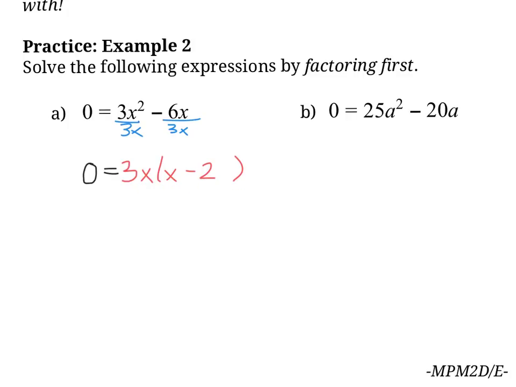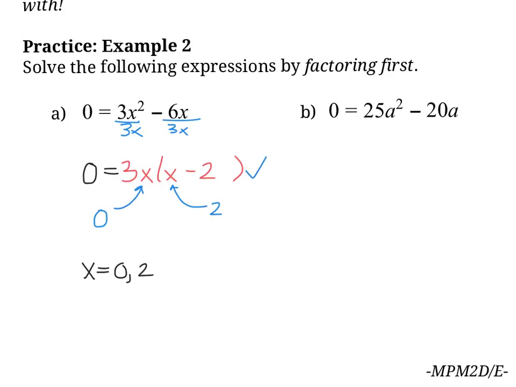Let's triple check and multiply this out in our head. What's 3x times x? That's x squared. And what's 3x times negative 2? That's going to be negative 6x. So we know that we factored this correctly. And now that we factored it correctly, we can solve. And we practiced solving already, so try the solving on your own and come back to the video.